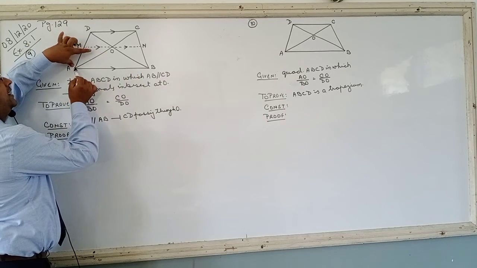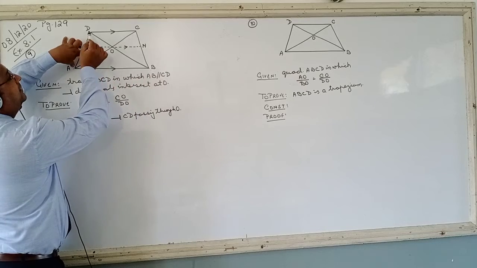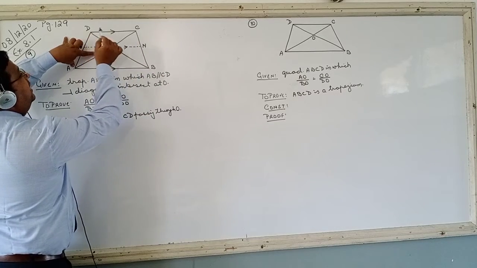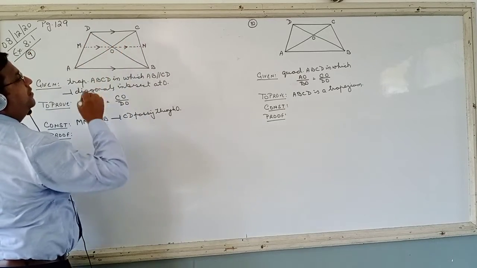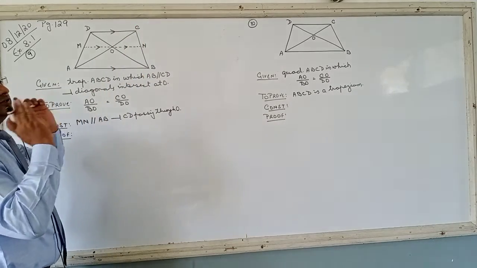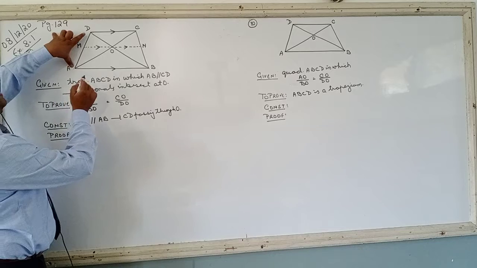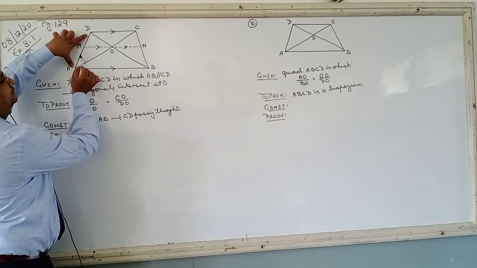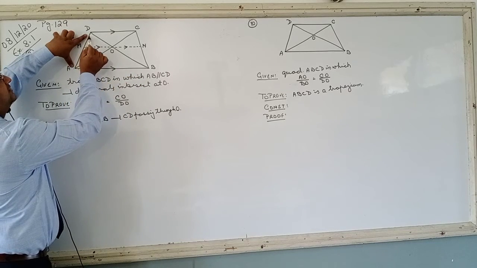ADB, another triangle ACB, another triangle DBC, another triangle CAD. Four triangles are visible with a parallel line. So we'll observe. Take a look at triangle ADB. Can you see this triangle?